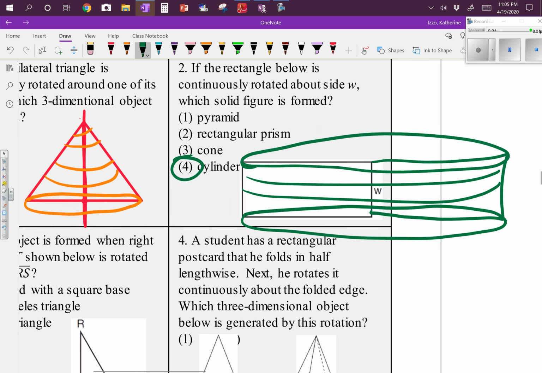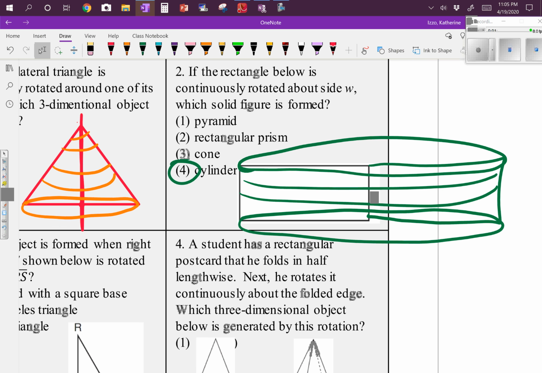Well, no, it can't be a cone. A cone would be a triangle and a circle. It can't be a pyramid. A pyramid has nice straight edges, and a rectangle has straight edges. There are no circles. When it says spinning, there needs to be circles involved.